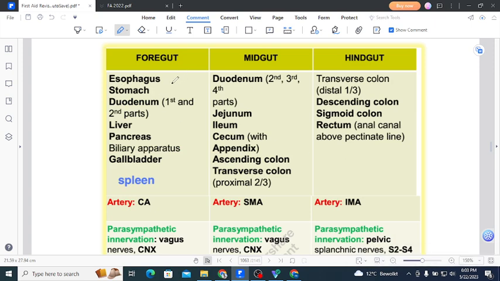So the foregut contains the esophagus, stomach, duodenum first and second parts, liver, pancreas, biliary apparatus, the gallbladder, and also the spleen. It is highlighted because the spleen is not a foregut derivative. Spleen is coming from the mesoderm. All the foregut derivatives are endodermal in origin, while the spleen itself is a mesodermal organ. It is developing from the mesenchyme, but it is supplied by the celiac artery. That is why we classify it as a foregut organ.